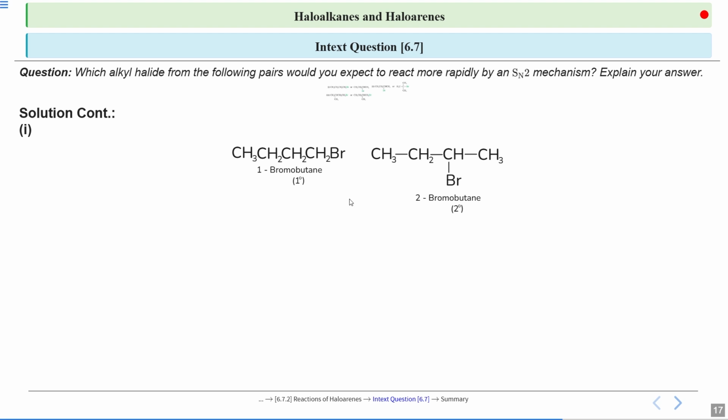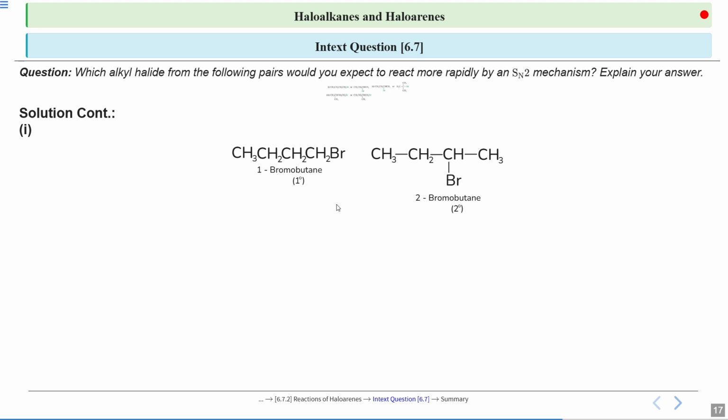Due to which the alkyl halides will be different. The first is primary because bromine is attached to the carbon which is attached to one other carbon, while in the second, bromine is attached to the carbon which is attached to two other carbons, so it is secondary.